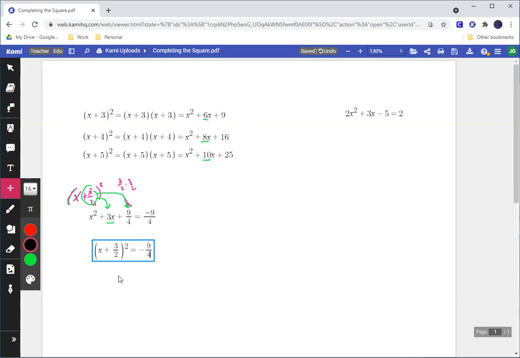So I recommend that you find a resource. We do have some resources that we're going to be sharing with you, but find a resource that lets you practice this concept of completing the square. Once you get comfortable with it, the next step is comparatively simpler. It's just solving, which I'll be going over here in just a moment.